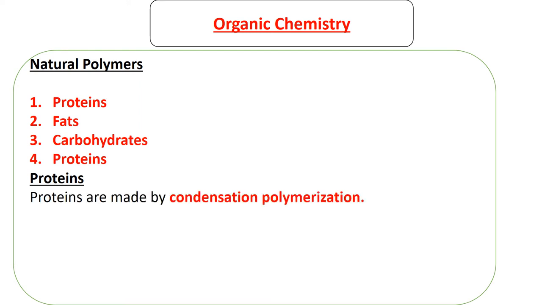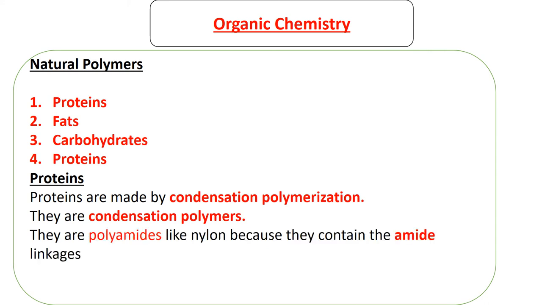Proteins are made by condensation polymerization, so they are condensation polymers. Like I said, they are polyamides, just like nylon, because they contain amide linkages. The monomers for proteins are called amino acids. Two amino acids are connected by the amide linkage to make proteins.